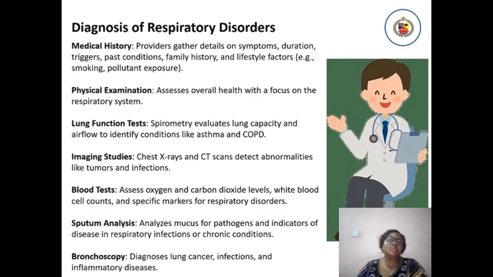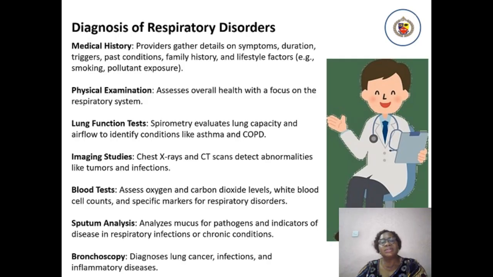Diagnosis of respiratory disorders. Medical history: providers gather details of symptoms, duration, triggers, past conditions, family history and lifestyle factors, e.g. smoking, cannabis, pollutant exposure. Then a physical examination assesses overall health with a focus on the respiratory system.